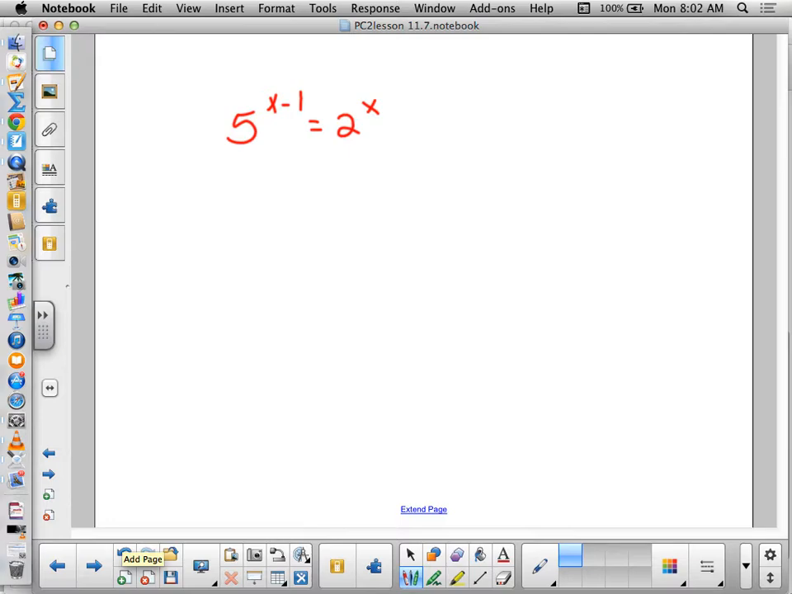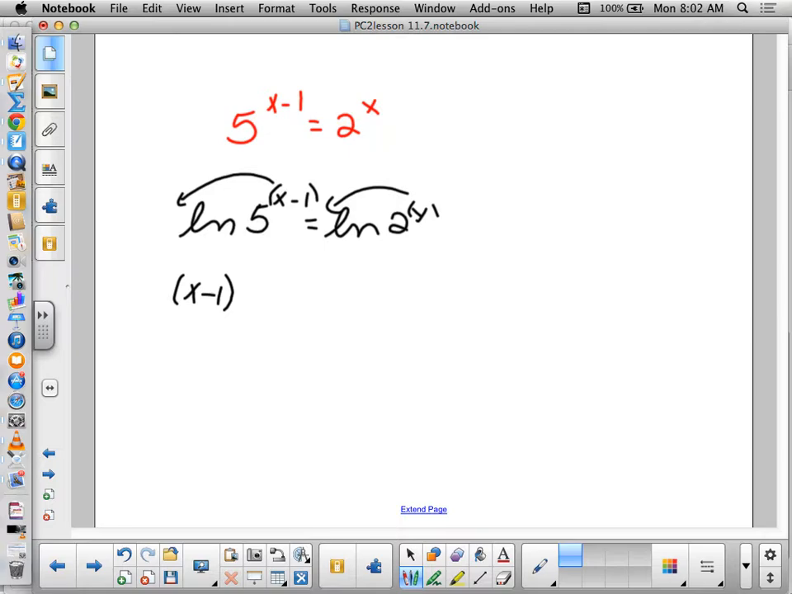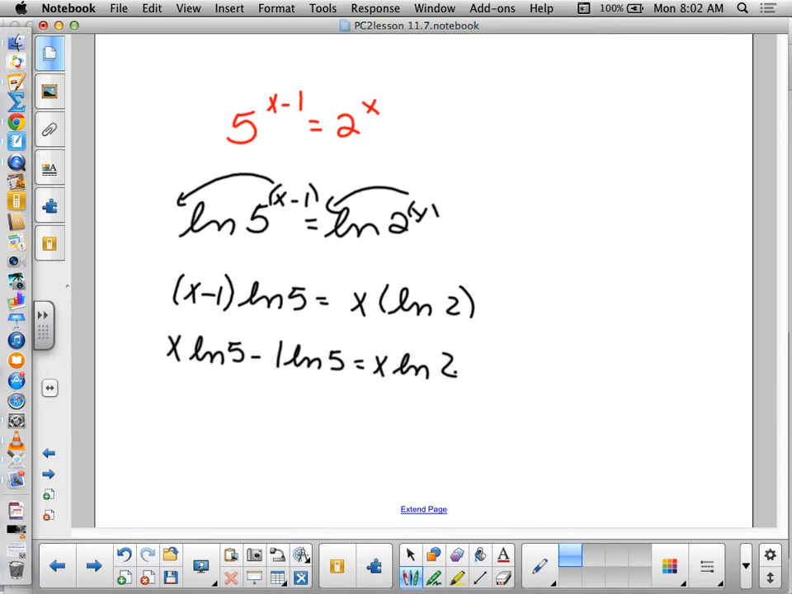So let's do this one with natural log instead of log base 10, because there's no reason to prefer one over the other. So I take the natural log of 5 to the x minus 1 equals the natural log of 2 to the x. Exponents become coefficients. So I get x minus 1 times natural log of 5 equals x times the natural log of 2. I want to get the x's by themselves on one side, but that's going to be difficult without distributing. So I get x ln 5 minus 1 ln 5 equals x ln 2. I can subtract the x ln 2 from both sides and add the 1 ln 5 to both sides. I get x ln 5 minus x ln 2 equals positive 1 ln 5. Factor out my x.